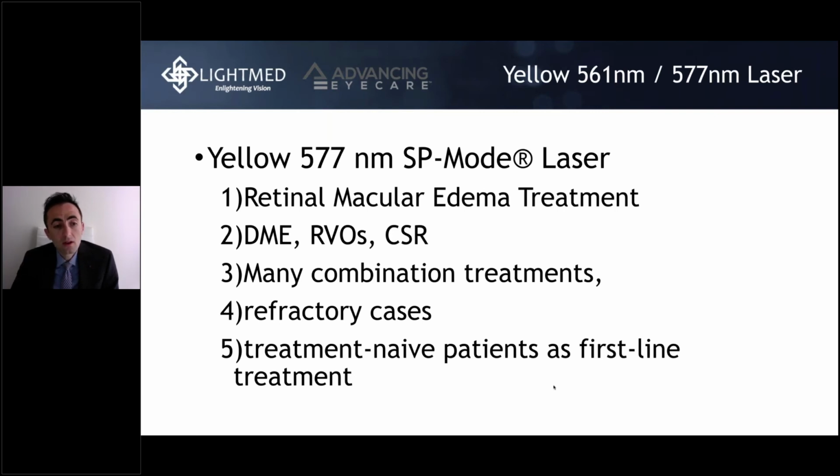I've used it in many refractory cases that did not respond to intravitreal injections, and it was of great help for these patients. And you can certainly use it in treatment-naive patients as first-line treatment, especially if they have optic nerve pathology or optic nerve cupping, and you don't want to subject these patients to the variation of the intraocular pressure elevations after the multiple intravitreal injections.